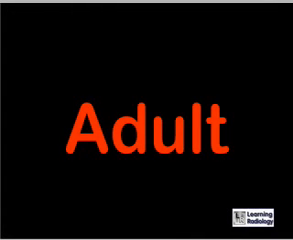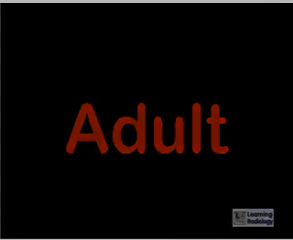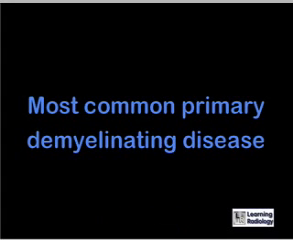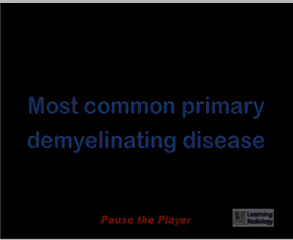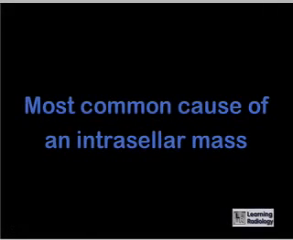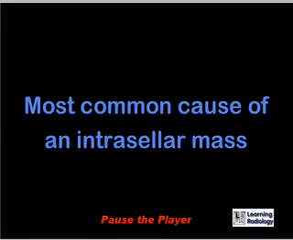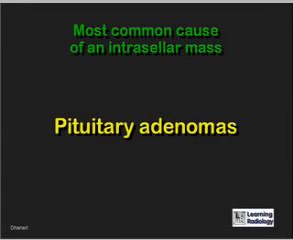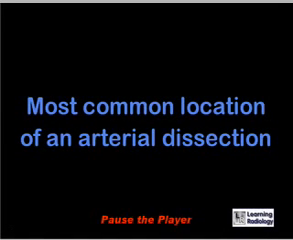The following refer to adults. What is the most common primary demyelinating disease? Multiple sclerosis. What is the most common cause of an intrasellar mass? Pituitary adenomas. What is the most common location of an arterial dissection?